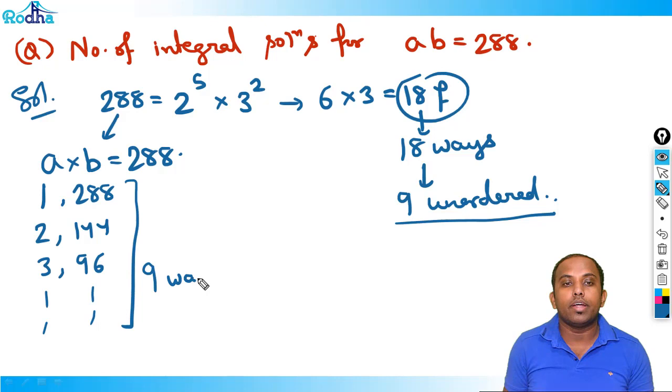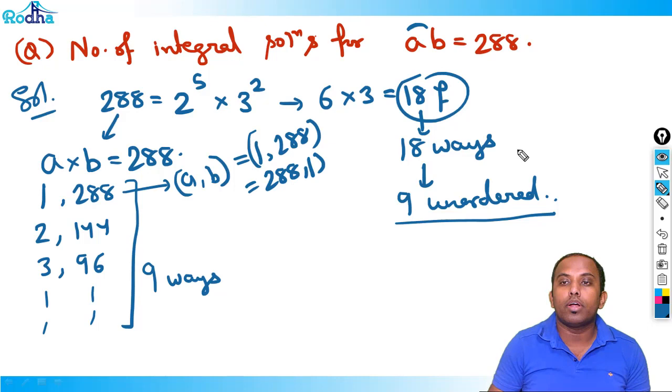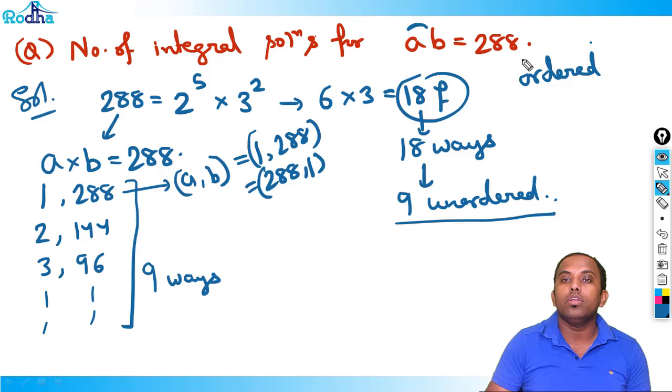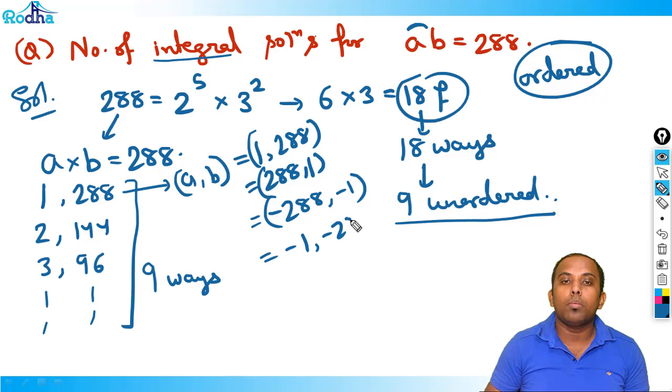Now, if these are my 9 ways of writing, look at one case here. How many pairs of values can we have for A, B? A, B can be 1, 288, fine, and because the variables are defined in the question, A and B, 288, 1 also we have to count. So we have to find ordered solutions, because variables are defined in the question. So ordered solutions 288, 1, but now it is integral solution, so it can be negative also. So -288, -1 as well as -1, -288. All four have to be taken into account.